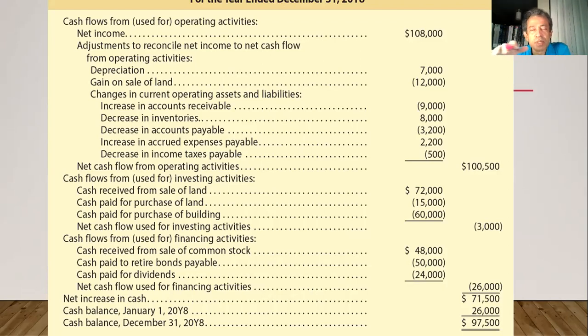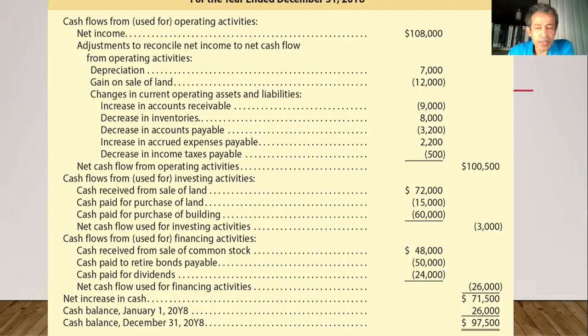Why don't you see a change of $60,000 on the balance sheet? Because $60,000 has gone out and $15,000 has come in. So that's why the real decrease looks like only 45. The actual decrease was 60. So $60,000 worth of land has gone out and $15,000 worth of land has come in. Anyway, that's why there are three items here. Sale of land 72, then purchase of land 15, and purchase of building was 60. So that's our investing section, which has a net outflow of $3,000.